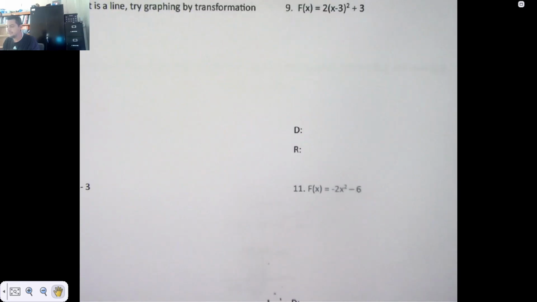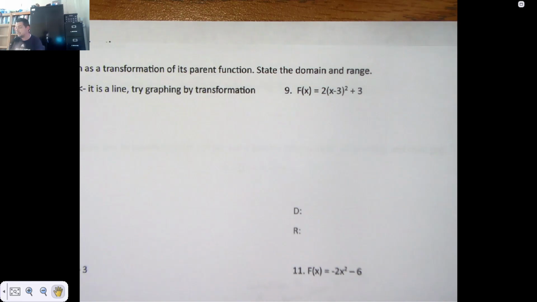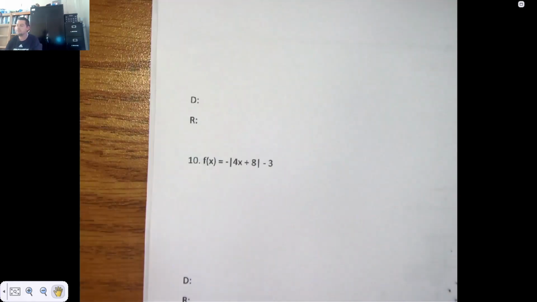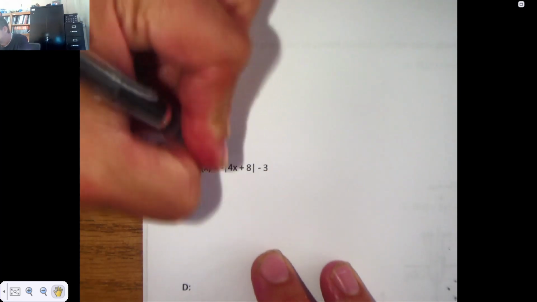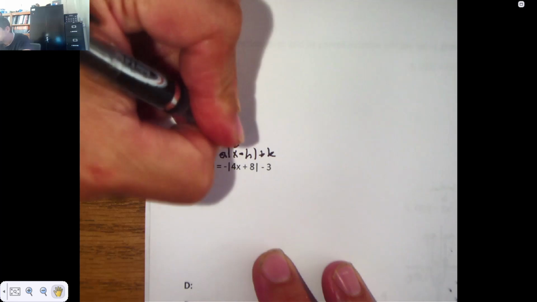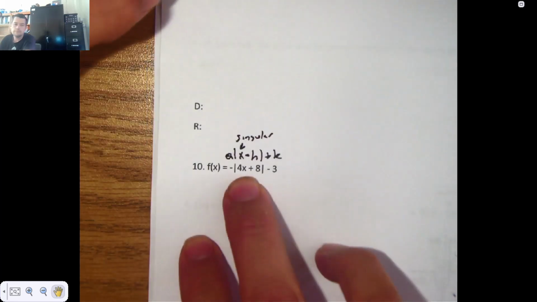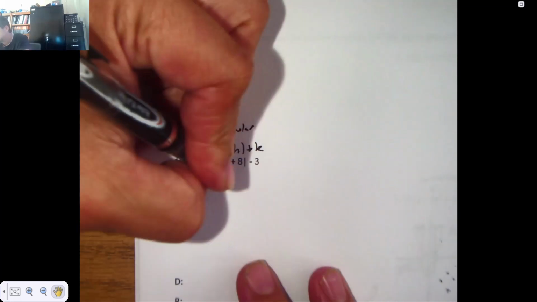Let's see here, what's on this? Graph each function as a transformation of its parent function, state the domain and the range. And I'll just do number 10 because I want to. The problem with number 10 is your transformation functions do not have multiples of x in them. They have a singular. Notice how that is singular? And this one's got 4 of them. So we're just going to pull a 4. If we divide 4x by 4, we get x. If we divide 8 by 4, we get 2.